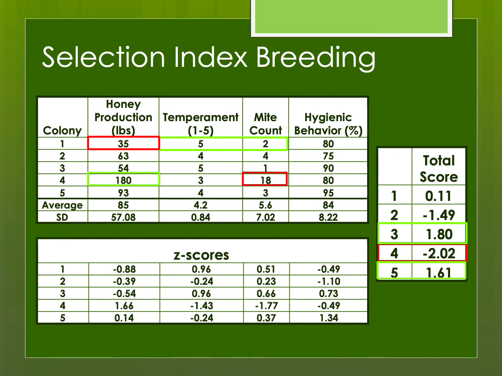Now, maybe you do value honey production, say, twice as much as hygienic behavior. So you could multiply those scores under the z-scores to weight it more heavily towards honey production. So there's ways you can play around with this.